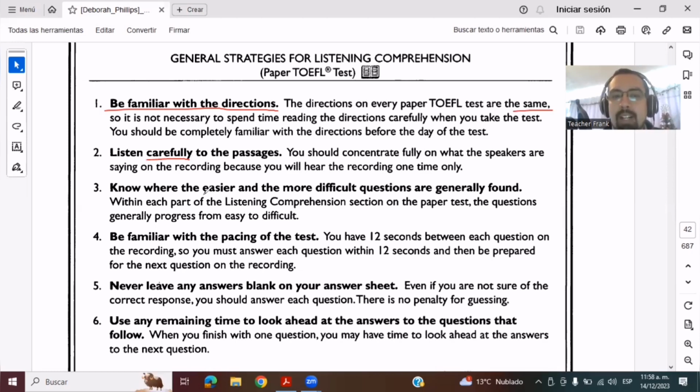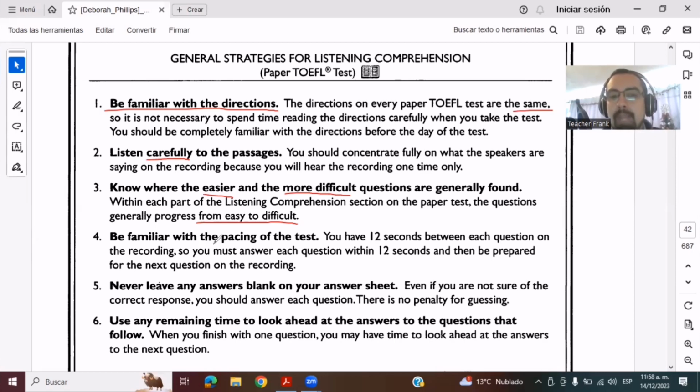Know where the easier and more difficult questions are generally found. So this is a very useful tip. As the test progresses, it goes from easy to difficult. This means that the first couple of questions in each section and in each part are easy, and the last questions are the most difficult ones, okay?